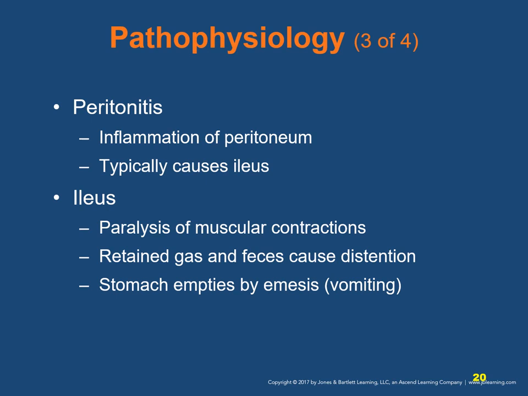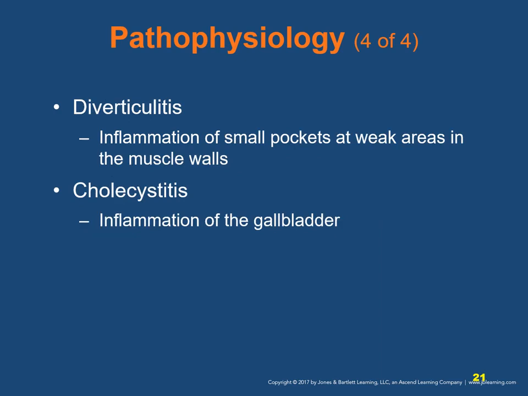Peritonitis is frequently associated with nausea and vomiting. Peritonitis is also associated with loss of bodily fluid into the abdominal cavity. The patient may present with tachycardia and hypotension. Make sure to look for signs of shock. Diverticulitis is an inflammation in small pockets at weak areas in the muscle walls. Fever may be present, and these are the muscle walls of the intestines. That's diverticulitis.